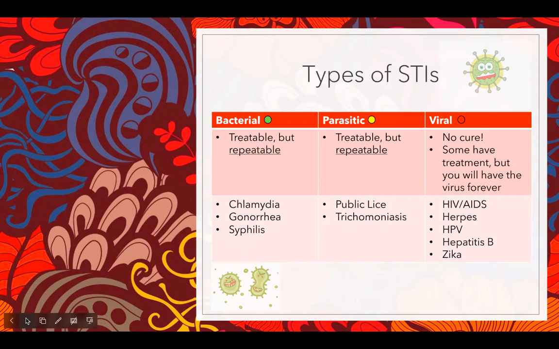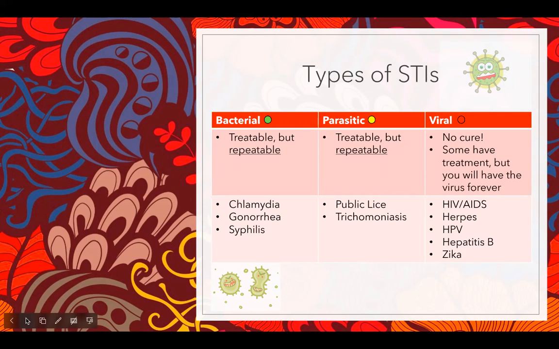So you can get chlamydia multiple times in your life, you can get gonorrhea multiple times in your life, and you can get syphilis multiple times in your life. It's not just I got it one time and I'm fine. If you do not take care of yourselves, if you do not use the proper barrier methods or have conversations with your partner and get tested regularly, you can get these STIs more than one time.